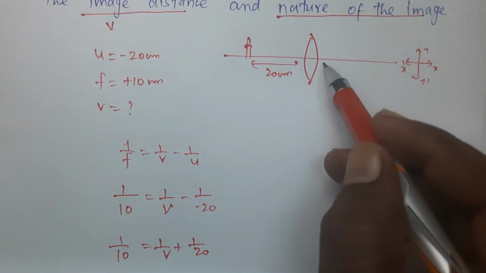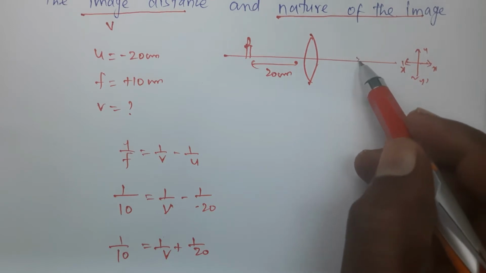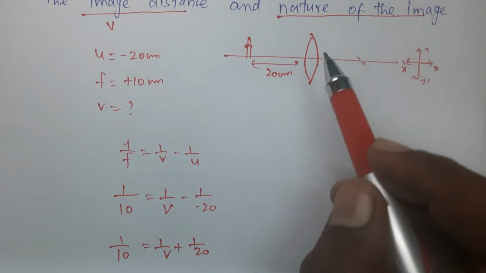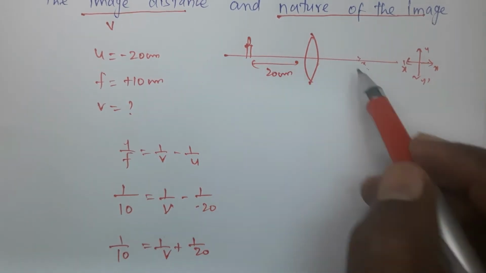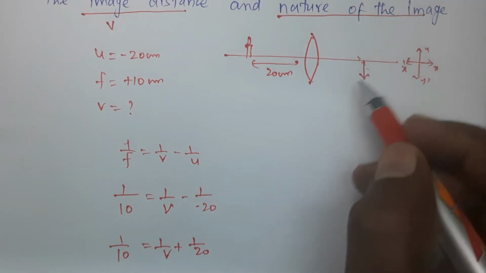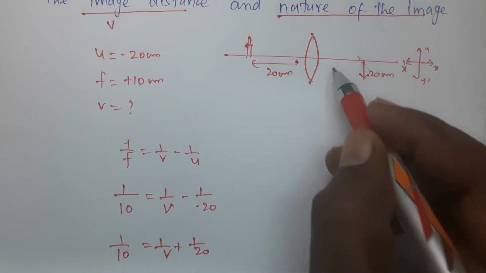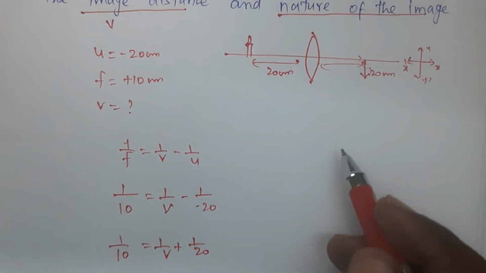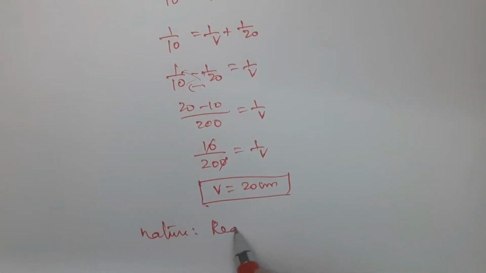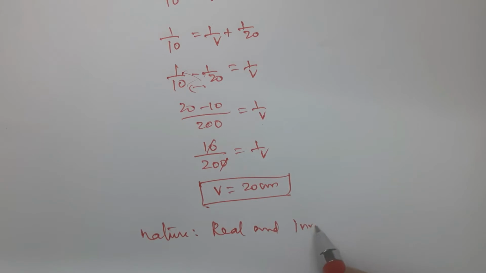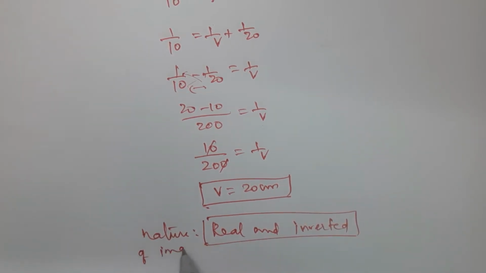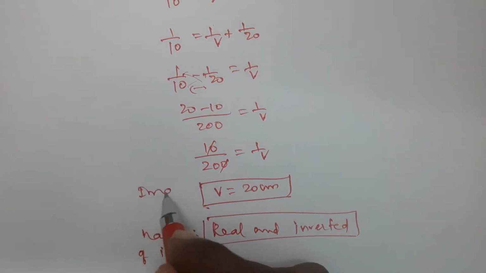It will be formed behind the lens, so along the x direction the image will be formed. If the image is formed behind the lens, it is always real and inverted. So real and inverted, 20 centimeter. This distance is 20 centimeter. So the nature is real and inverted. This is the nature of image. This is the image distance.